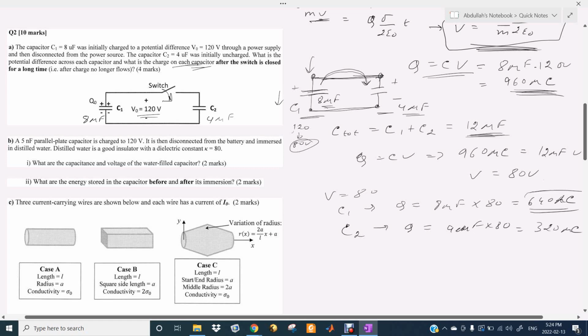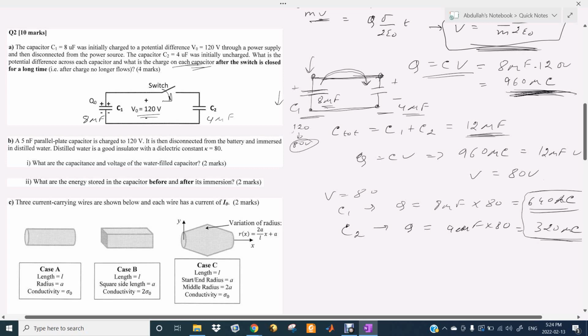So the total charge is conserved, if you see. The total charge is conserved, 960. What happened is that once you connect the switch, some charge moved from C1 to C2, decreasing the potential drop across C1. So that's your part A.